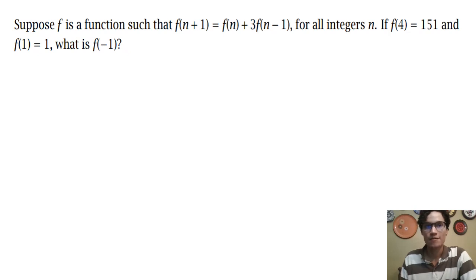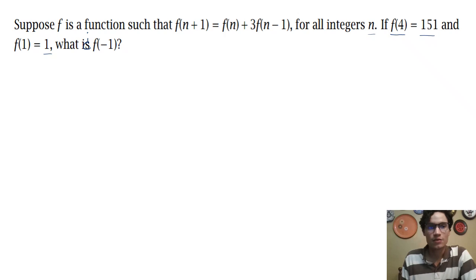Suppose that f is a function such that f(n+1) = f(n) + 3 times f(n-1) for all integers n. We know that f(4) = 151 and f(1) = 1. The question is, what is f(-1) equal to?